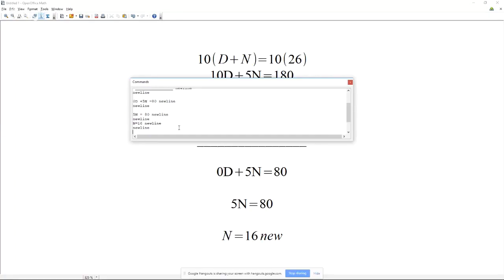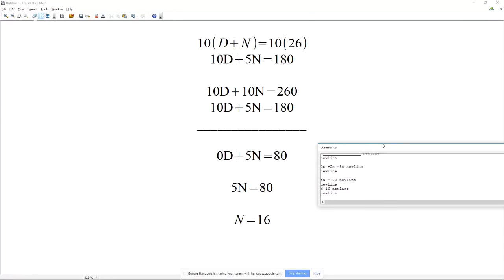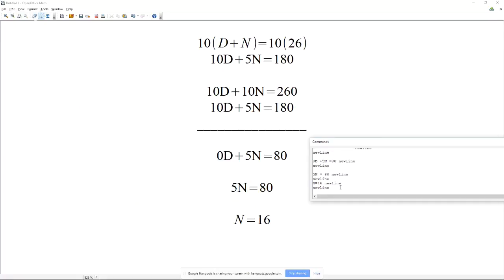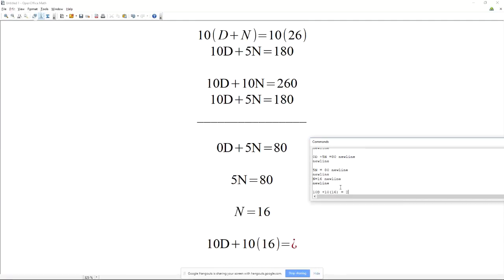Okay, so now we know how many nickels we have. Now we can back substitute this in. Let me move this. Exactly. This is how I do my nickels, by the way. Yep. Okay, so we know one of them. So we're going to pick one of them. We'll just pick the top one, I guess. So we have 10d plus 10 times 16 equals 260.